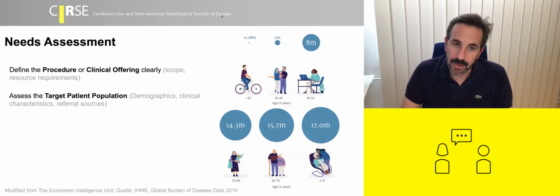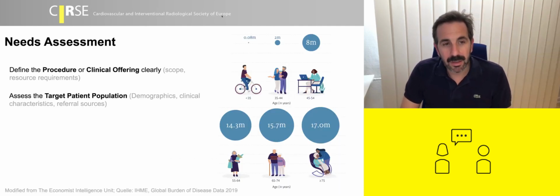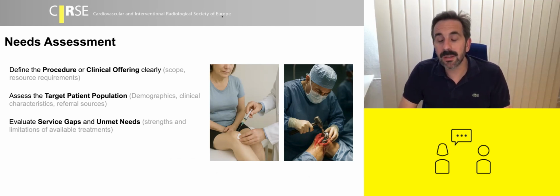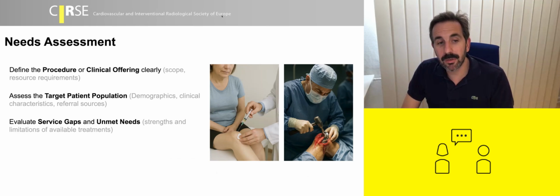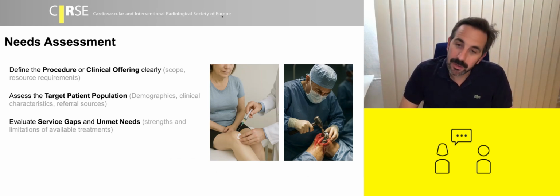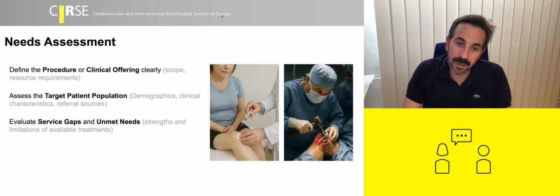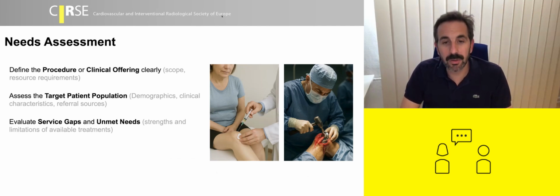Assess your target population. Demographics and clinical characteristics, but also referral sources, are important to design your clinical service effectively and ensure effectiveness and safety. Evaluate service gaps and unmet needs. Knowing the strengths and the limitations of available conservative and surgical treatments can help you to pose the right indications and bring your therapy exactly where it's needed.